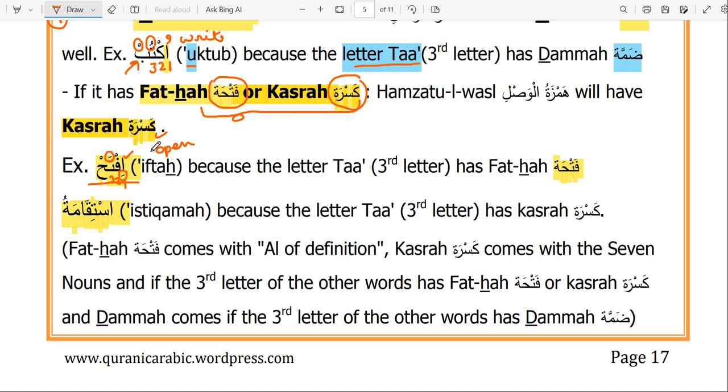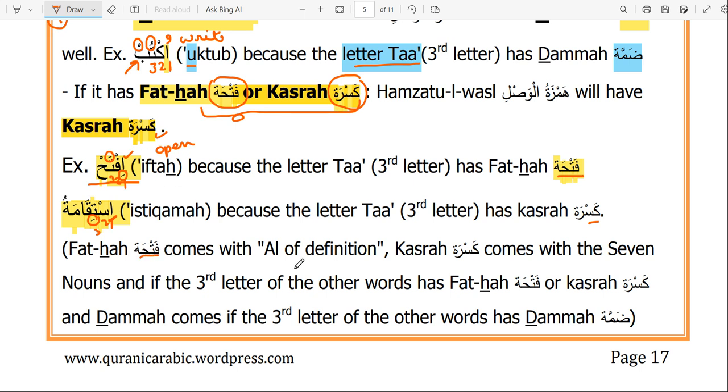And the third letter having a kasra, for example, istiqama. Now here, if the ta was having a fatha. In this example, the ta is having a kasra. The third letter, 1, 2, and 3. The third letter is having a kasra. In both cases, the hamzatul wasl will have a kasra, and we will read as ifta and istiqama, because the third letter is having a kasra here. In this case, in ifta, it was having a fatha.